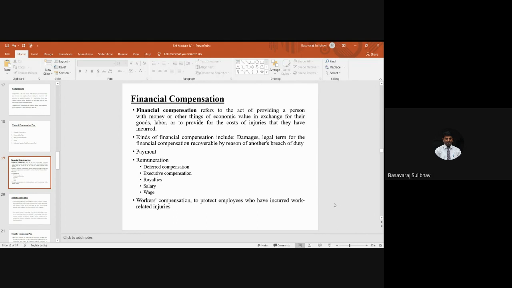So it may be even that kind also. Then payment, we have some money which will be given. Remunerations are going to be given like deferred compensation, which has been with the organization and not been given to them, or maybe we say it as a late compensation. Then executive compensation, where this includes not just the salary but more of benefits which these people will be getting.